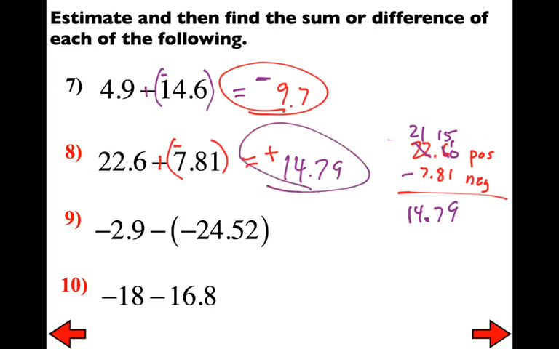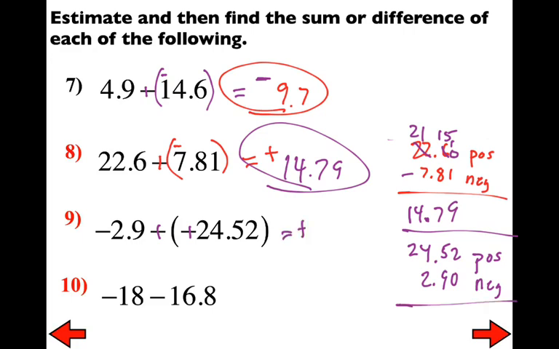Number 9, add the opposite. It looks like we have 24.52 positives now and only 2.9 negatives. Probably should put a 0 right there. And so once again, we have more positives than negatives. So now we need to figure out how many more of that.